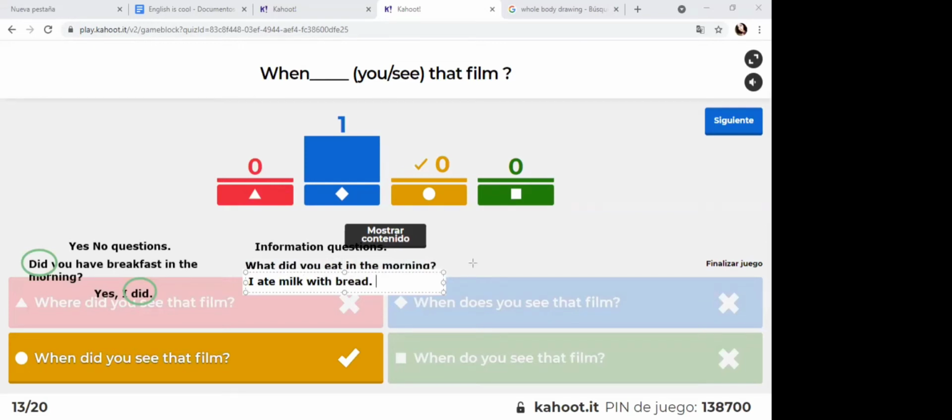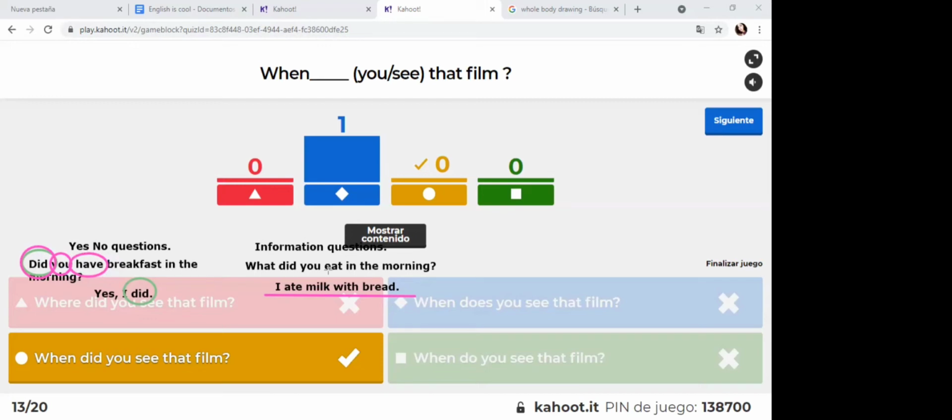I ate milk. So this is to give more information. That's the difference. Here, if you notice, we have more information. And let's check. In this one, we only have did you. We start with the auxiliary verb. And then there is my person, you, and then there is my verb in the base form and my complement.